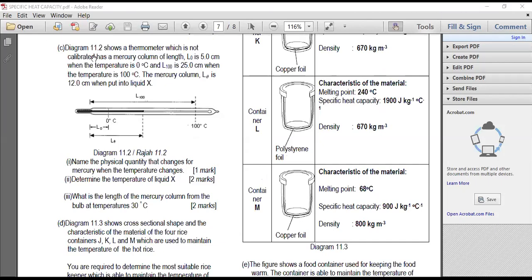Diagram 11.2 shows a thermometer which is not calibrated. A mercury column has a length of 5 cm when the temperature is 0 and 25 cm when the temperature is 100. The mercury column L0 is 12 cm and placed in liquid X. Name the physical quantity that changes when the temperature changes. The physical quantity that changes here, you can say volume, or the length.